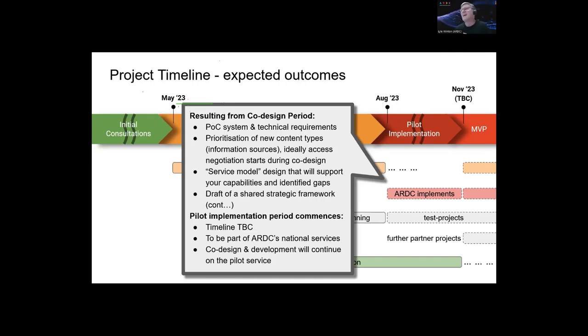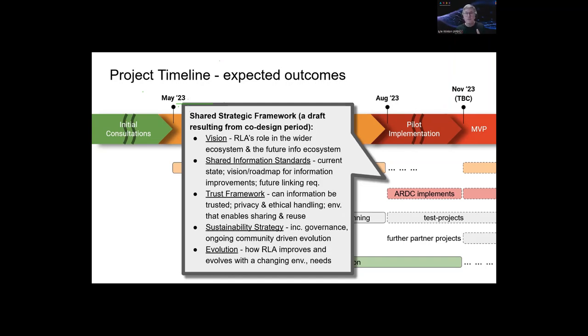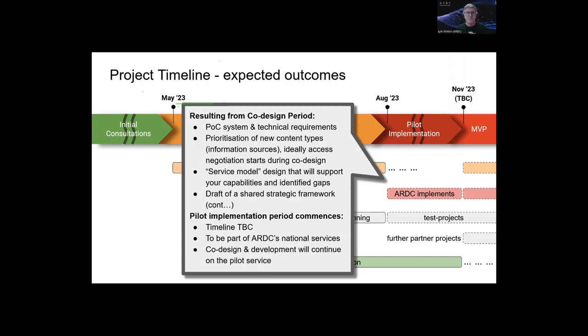Back one more. Thank you. And we're also hoping for a shared strategic framework to come out of that. I'll talk a bit more about that in the next slide. In the next phase, I didn't mean to say next slide. In the next stage, we will be implementing a system that will turn into our pilot service. That does not mean that this service will be finished or perfect at that point in time. At the moment, we're targeting a November timeline for it to be implemented. And then on into quarter two next year will be what we're calling the minimum viable product platform. So co-design will continue on that pilot service. This won't be people's last chance to tell us how we're going and how we need to improve things, if that makes sense. Next slide.